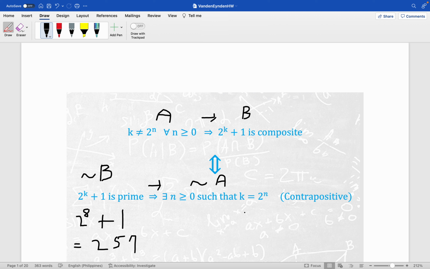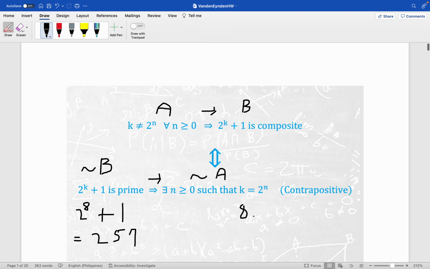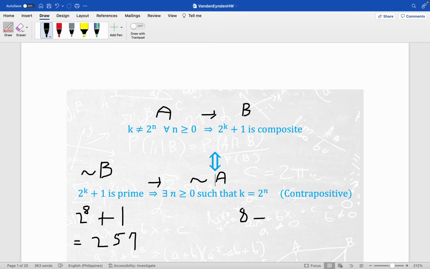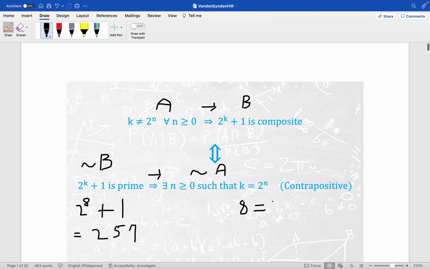But notice the K over here would correspond to 8. 8 is equal to 2 raised to the 3rd power. So you see that would be this N that you see right here. And this right here means there exists, folks. This symbol right here is an existential quantifier. It says there exists an N.